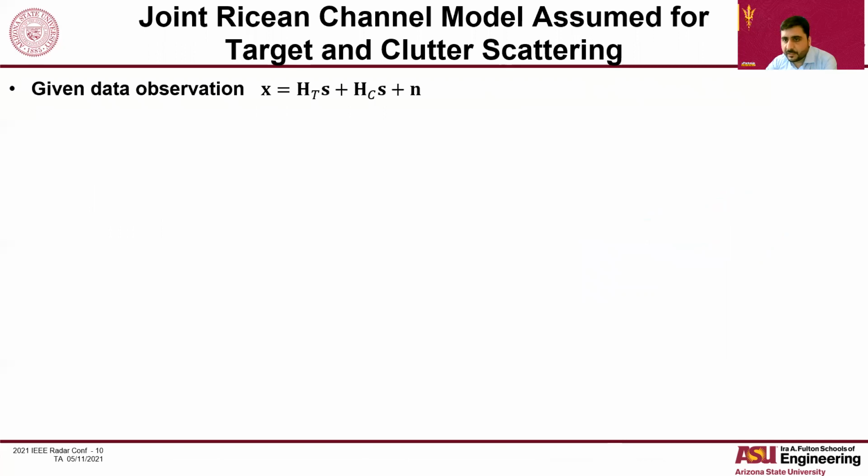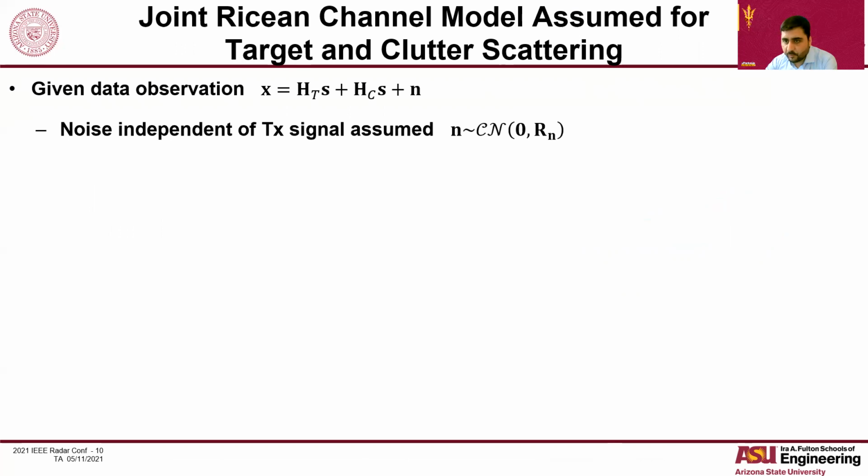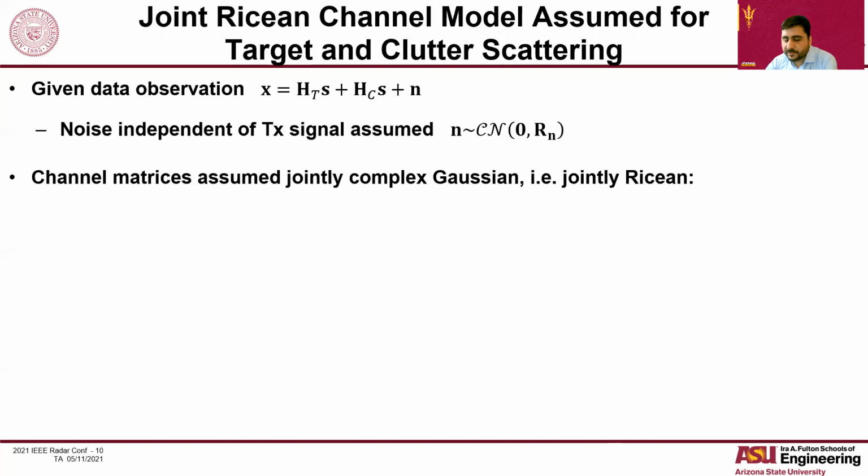So here is our received data model again. And the noise considered here is a waveform independent complex Gaussian. Channel matrices are assumed jointly Ricean, which is the standard model for explaining scattering phenomena. This means that our channel matrices are complex normal with some known mean H T bar and H C bar, and covariance matrix sigma sub h.